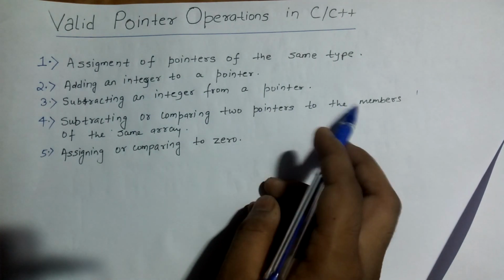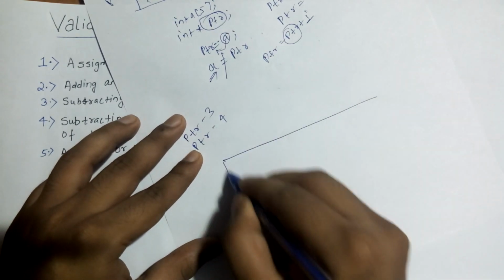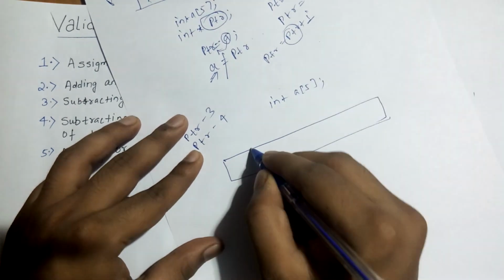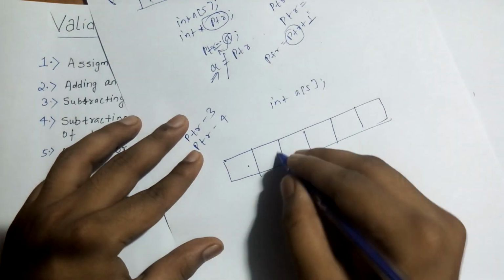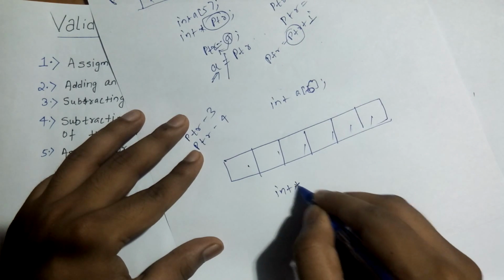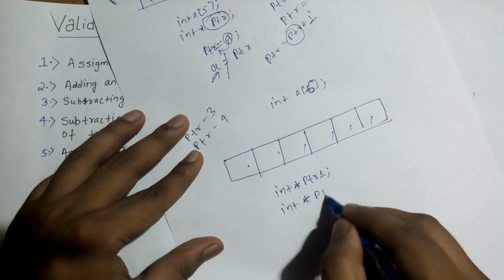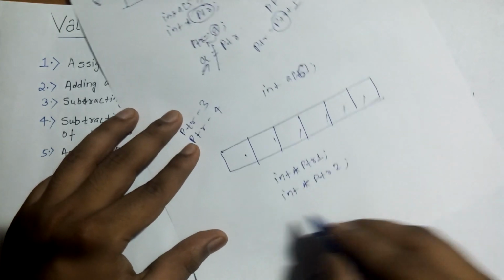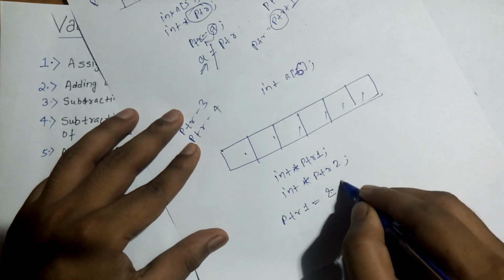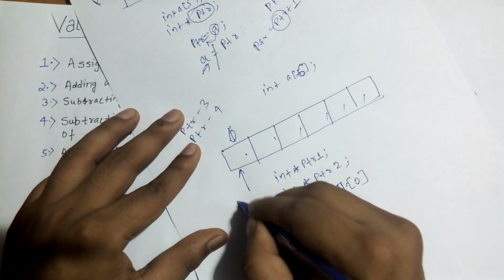Subtracting or comparing two pointers to members of the same array. What it means is that if you have an array, let's say int a[6] with elements 1 2 3 4 5 6, and you have two pointers, int *ptr1 and int *ptr2, and let's say I assign ptr1 to the first element in the array, that is, ptr1 is pointing to this memory location.